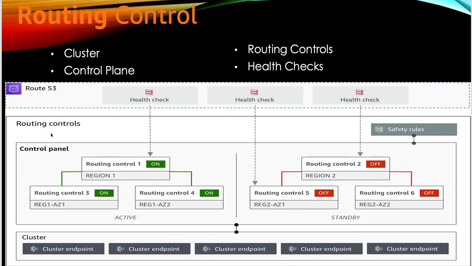With each routing control you have to create a health check as well, and this health check is like a normal health check, like a TCP connection or HTTP health check. They check for those things, but this health check is basically checking whether the routing control is on or off, whether the switch is on or off, and based on that the health check says whether it's healthy or not. If your routing control switch is on, then the health check will be healthy. If the routing control switch is off, then the health check will be unhealthy.